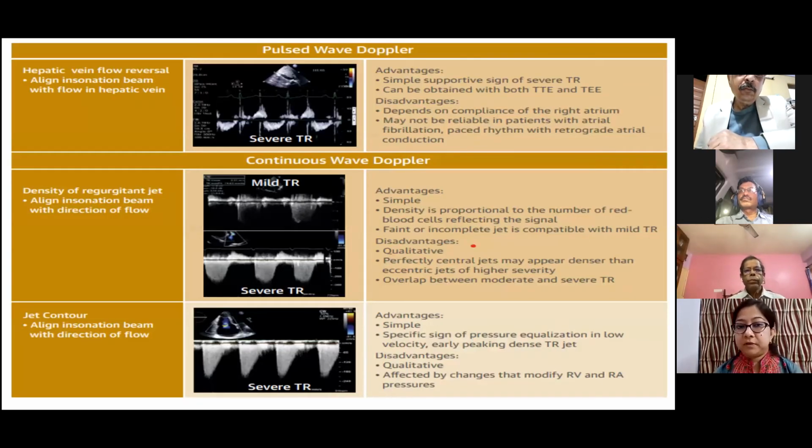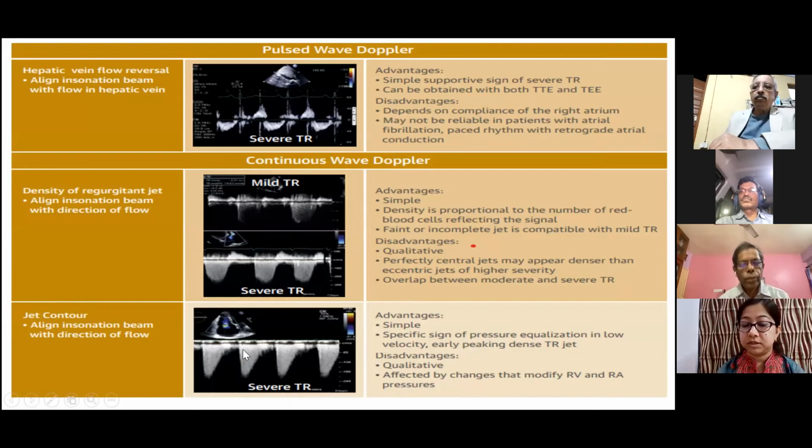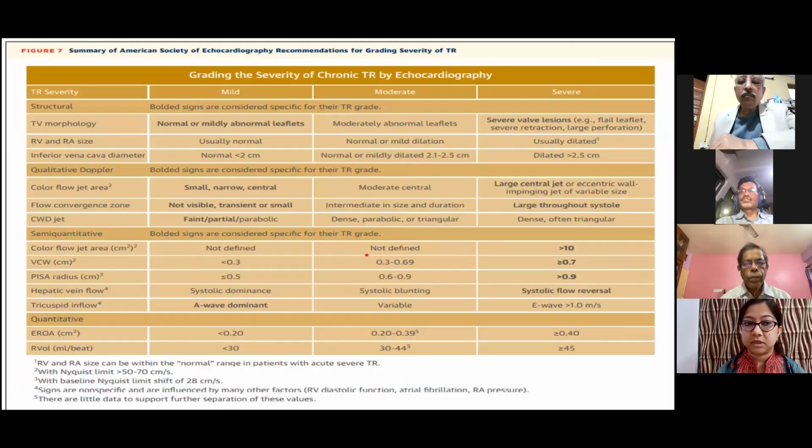So when assessing tricuspid regurgitation, from the structural part, we can see hepatic vein flow reversal in case of severe TR. It is very sensitive but not very specific. Another is the density: the denser the regurgitant jet, the more severe the TR is. Again, the more triangular the jet becomes, that is, early pressure equalization, the more it indicates a severe TR.